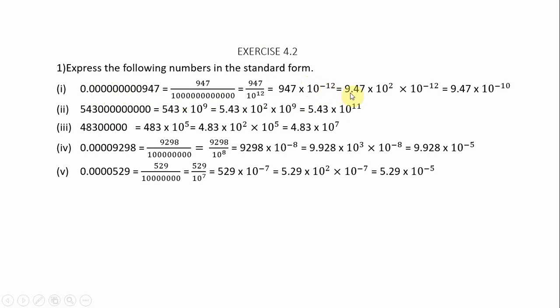Now, as I told you, in the standard form you should have a single digit before the decimal, so it is 9.47, and after the decimal two digits are there, so I have written 10 square and 10 to the power of minus 12 as it is. Now the bases are equal, so exponents are to be added: 2 minus 12 is equal to minus 10. So 9.47 into 10 to the power of minus 7.